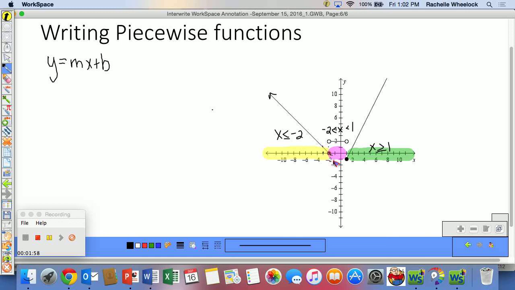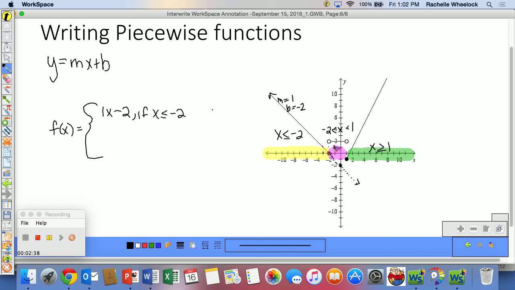So if I said my slope is 1 and my y-intercept is -2, my first equation in my curly brace is 1x, and most of the time we don't write the 1, -2, and the domain is all x values less than or equal to -2. We'll call this f of x. Our middle one doesn't have a slope. It's a horizontal line, and it crosses the y-axis at 2. So my equation is just f of x equals 2. And that is if it's between -2 and 1.